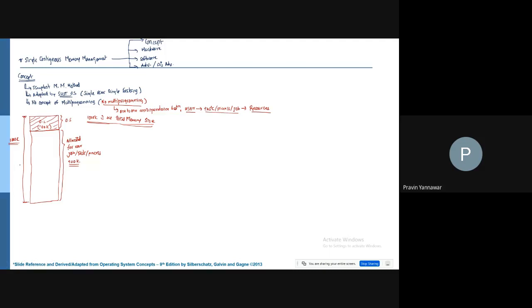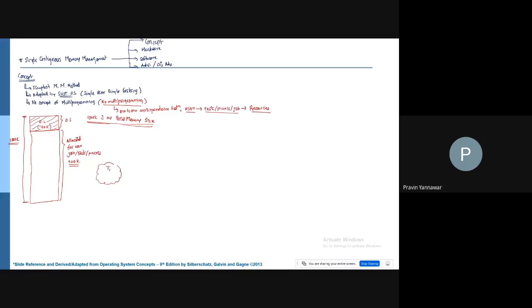Okay, so if you have a task, say a task T1, and this task T1 is say 901K, right? So the task is 901K. T1 is of 901K. So the simple case is that you need to see whether it fits into this.